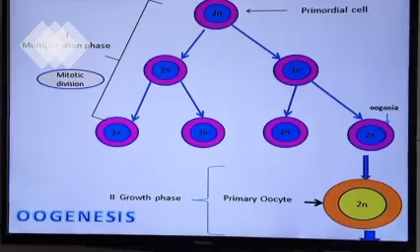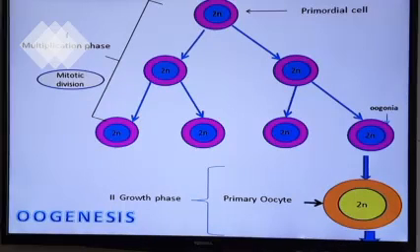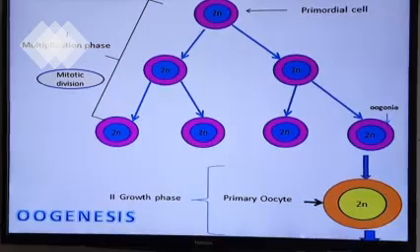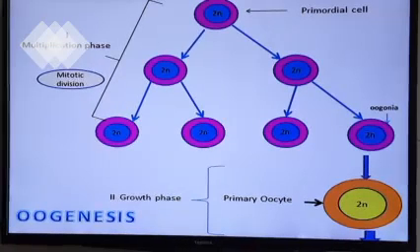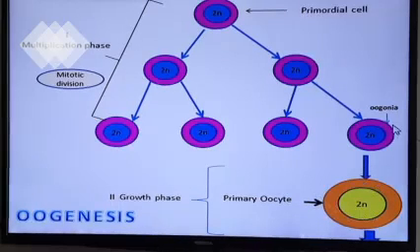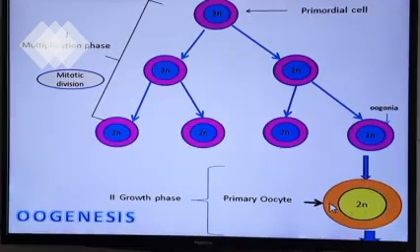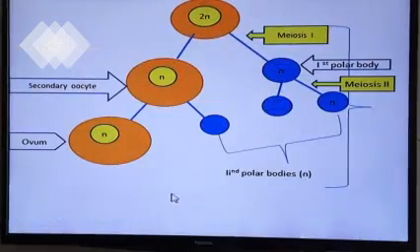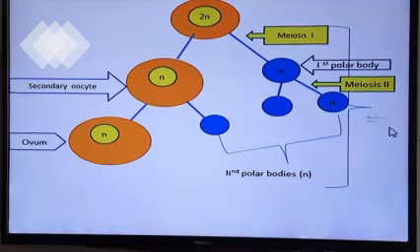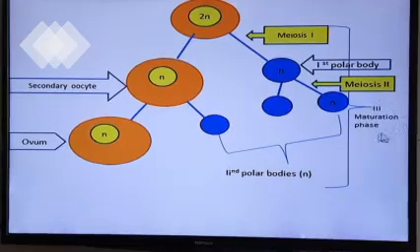The oogonium becomes larger than in the multiplication phase. The grown up cell is called the primary oocyte. In the multiplication phase, the oogonium size is increased here. This one is the growth phase. Now this primary oocyte enters into the next development stage. This next development stage is known as the maturation phase.